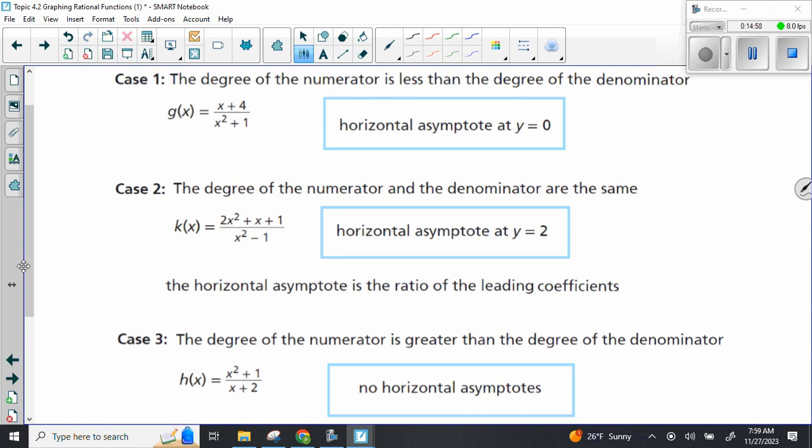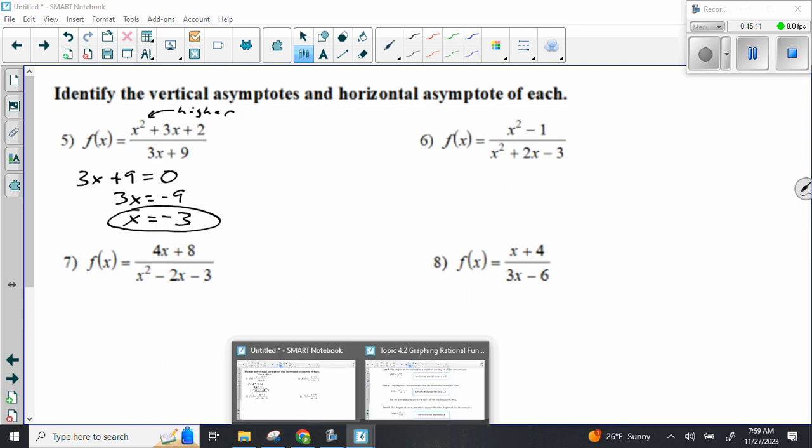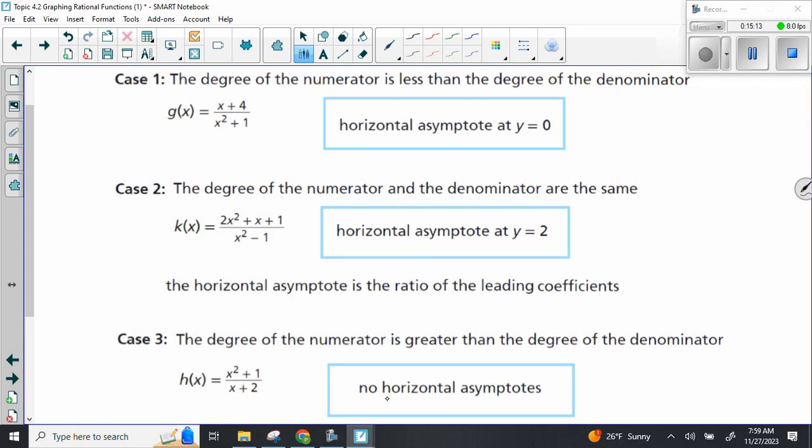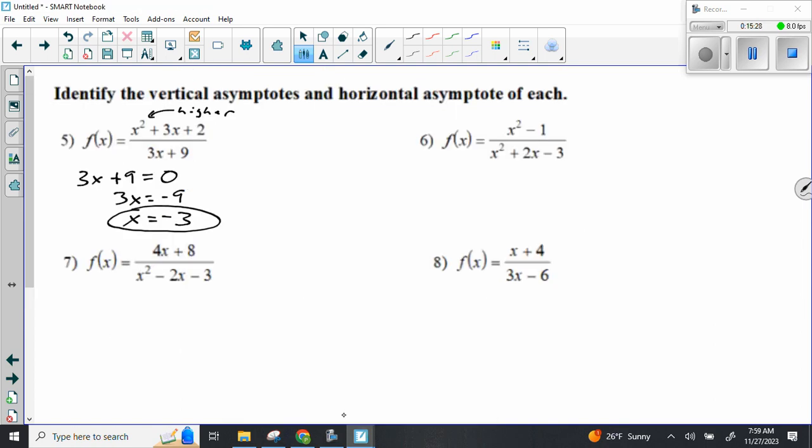So let's look and see which case this is. Which case is it? The degree of my numerator is higher, right? So what does that say about my horizontal asymptote? The degree is greater. We've got case 3 right here, right? No asymptotes. So that's what we'll write down. And I'll put it here in case you have it in your notes. Case 3. No asymptotes.